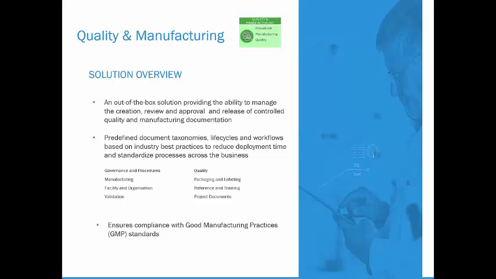The quality and manufacturing solution is an out-of-the-box solution for the whole content lifecycle for controlled quality and manufacturing documentation. If you install that solution, you immediately have a running system with all necessary document artifacts, taxonomies, life cycles, and workflows built in, ready to go. Of course, you could adapt the solution, and the nice part is that all adaptation is done by just configuration. With the out-of-the-box configuration, you could easily ensure compliance with the GMP, Good Manufacturing Practice guidelines.